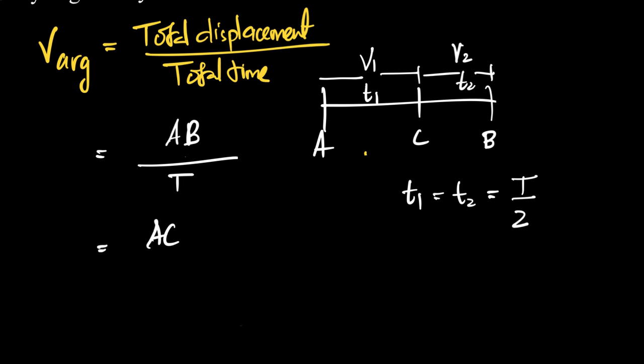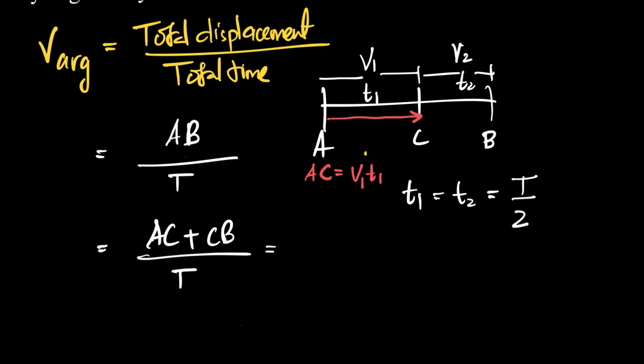But AB is AC plus CB geometrically, the whole upon T. What is AC? AC is this path traveled. The displacement here is AC, the velocity is v1, and the time is t1. So AC is v1 times t1, right?